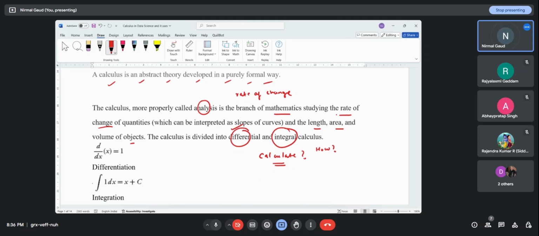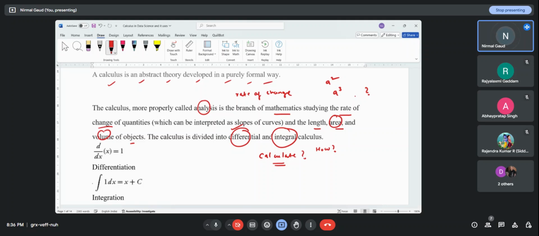As told, area, volume of objects. We may have irregular objects. For regular ones, it is quite easy to calculate the area. Area of a square is a squared. Volume of a cube is a cubed. But what about irregular objects? How will you calculate the area?